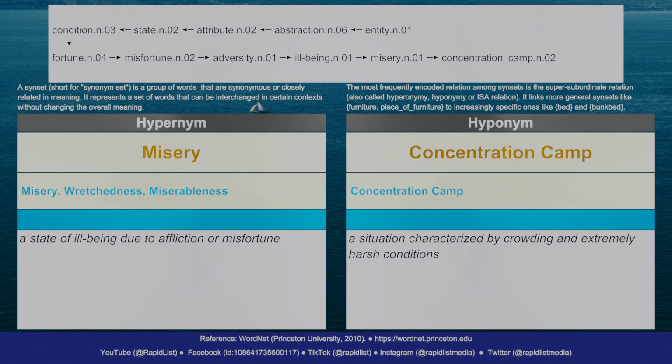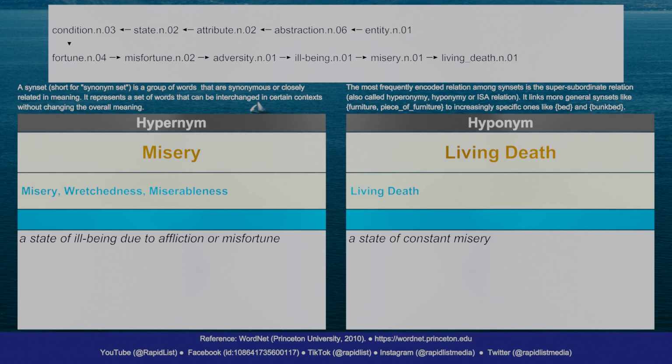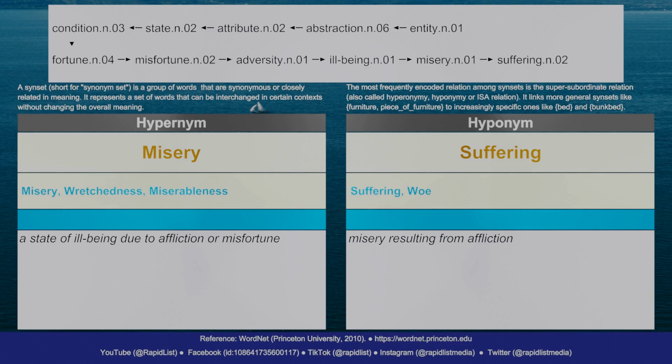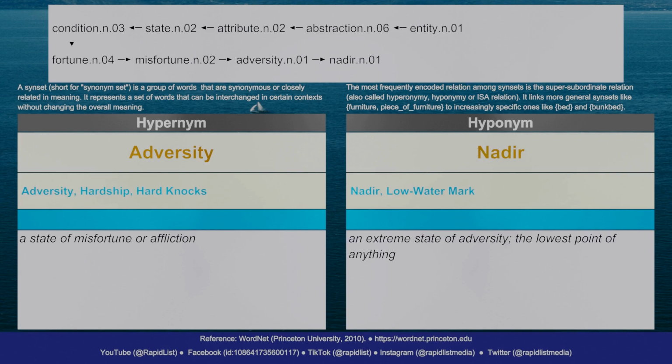Concentration camp. A situation characterized by crowding and extremely harsh conditions. Living death. A state of constant misery. Suffering. Misery resulting from affliction. Nadir. An extreme state of adversity, the lowest point of anything.